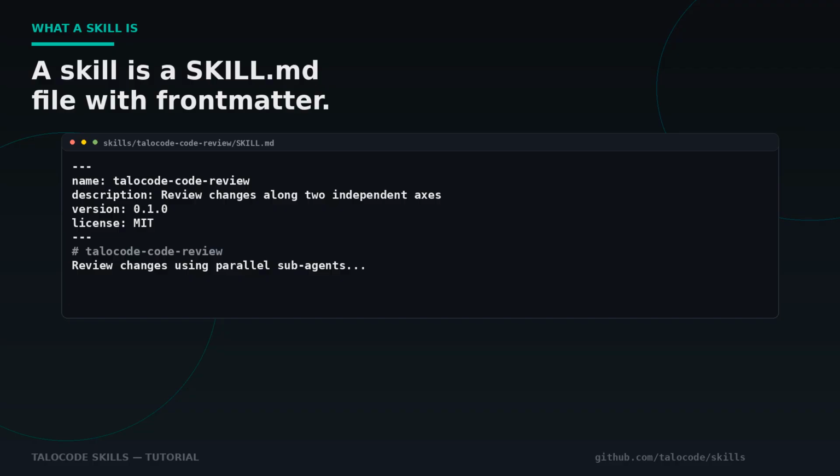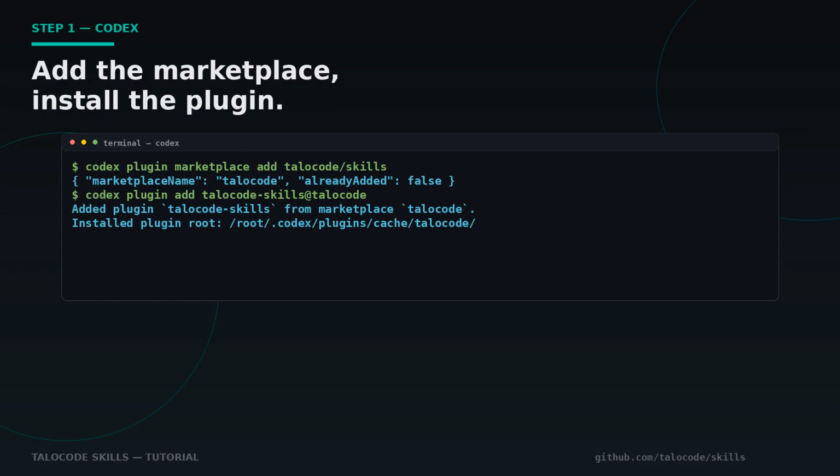After installing, verify the state. Running Codex plugin list shows every plugin you have, with its status, version, and install path. You want to see Talocode Skills at the Talocode marketplace, marked installed and enabled. Enabled is the important word, it means the skills will load into the next session. You can also run Codex plugin marketplace list to confirm the marketplace registered.